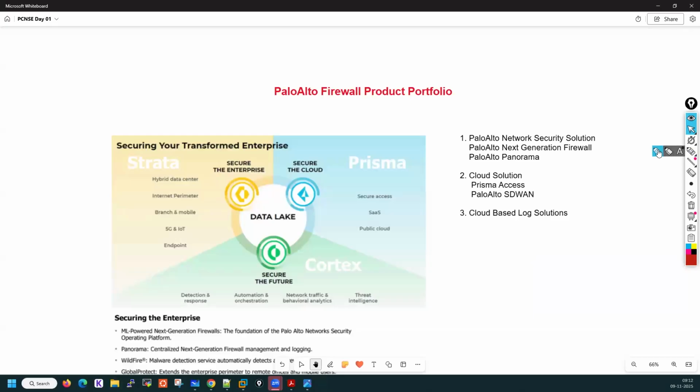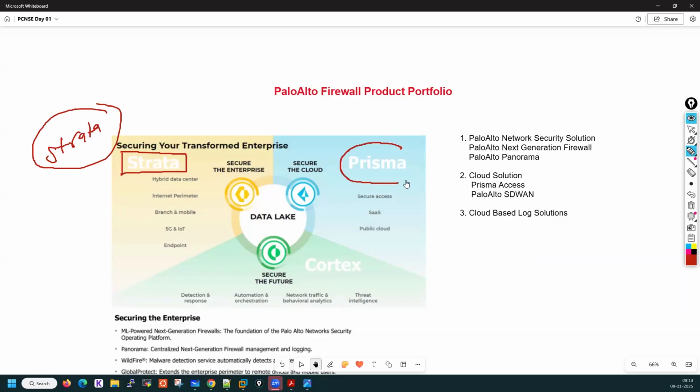Okay, so if I talk about the Palo Alto Firewall product portfolio, Palo Alto offers three types of product portfolio. The first product portfolio name is Strata. Second product portfolio name is Prisma, and the third one they call Cortex. Those are the three types of products offered by Palo Alto. Now, our product, which is your Palo Alto Firewall, comes under the Strata product portfolio.